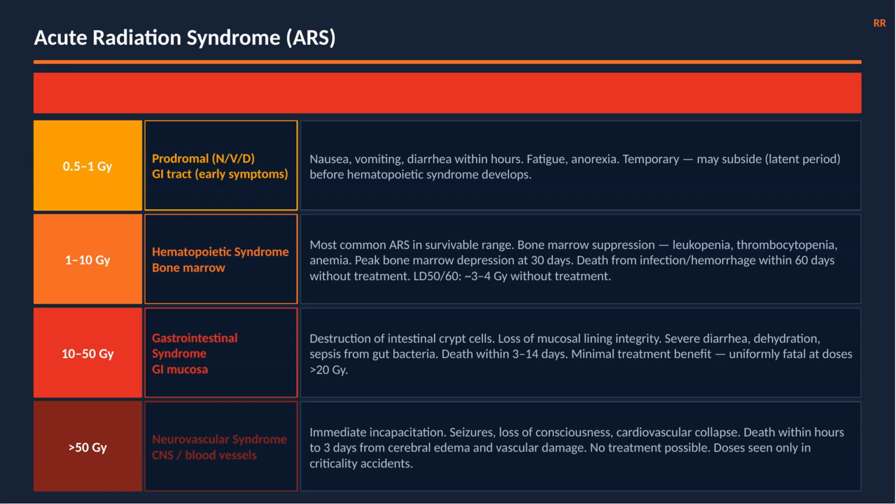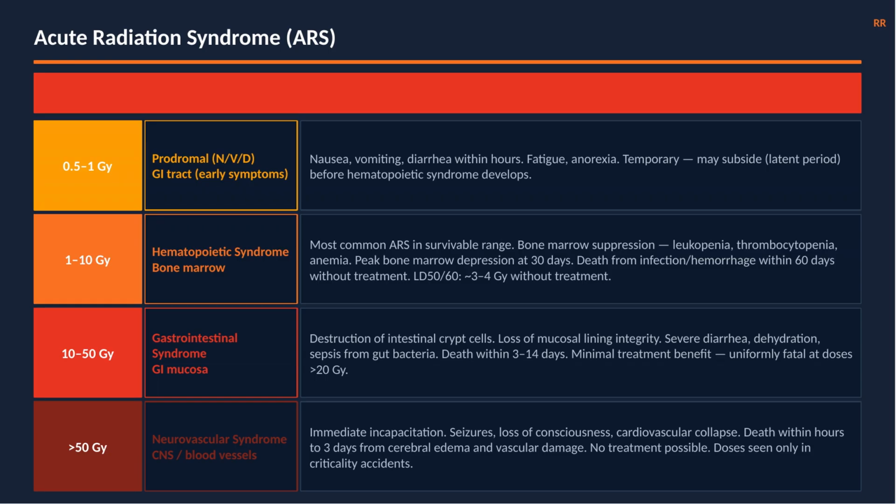4 syndromes, in order of increasing dose: 0.5 to 1 gray, prodromal symptoms: nausea, vomiting, diarrhea within hours of exposure, fatigue, and anorexia. These symptoms may subside, a latent period of apparent recovery, before the next syndrome begins.